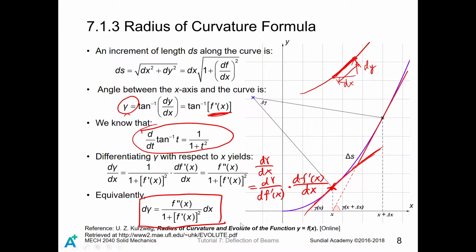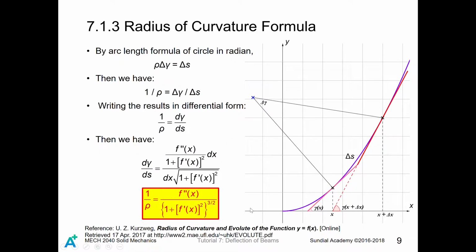So what is the importance of this result? In the following, I will show you. When talking about the radius of curvature, we will think of, at this point, for differential length ds, what is the radius of curvature? By estimating the radius of curvature, we have to use the arc length formula of a circle, which is given by rho delta gamma equals delta s. So you can refer this equation as a variation of s equals r theta. So I believe you learned it in secondary school as well.